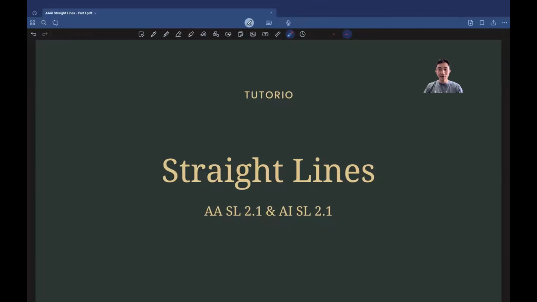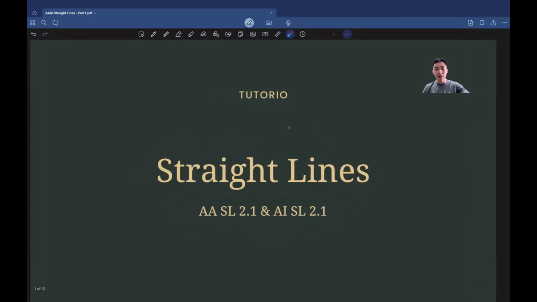Hi, in this video, we are going to go through the topic of straight lines in your AA or AI syllabus 2.1. This is the core syllabus content, so whether you are on the AA stream or AI stream, regardless of standard level or higher level, you are going to get the same materials and you are going to be tested the same, unless they give further guidance.